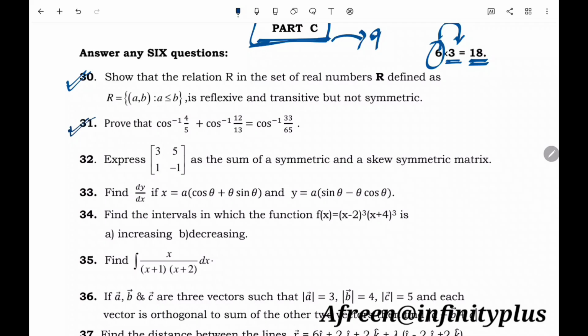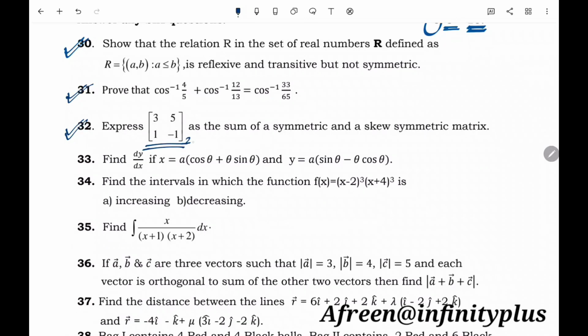So the next question we have is: express the matrix they have given, which is a 2 cross 2 matrix, as the sum of a symmetric and a skew symmetric matrix. This symmetric and skew symmetric matrix sum is considered to be one of the most important ones. It is considered one of the easiest and most important sums.